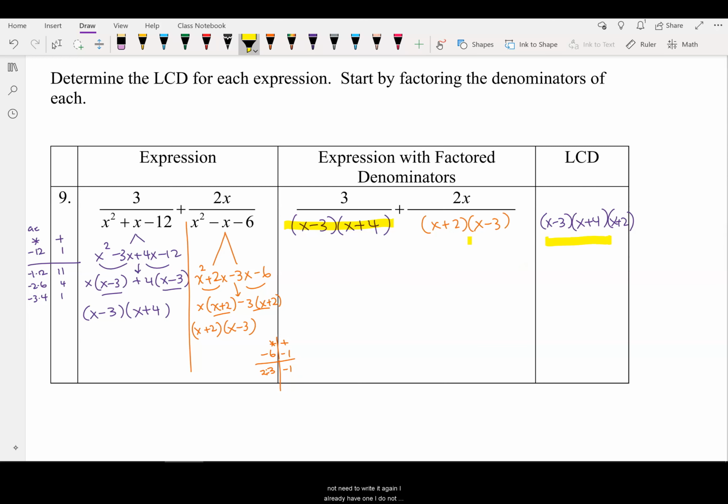x plus 2. Do I have an x minus 3 over here already? Yes, so I do not need to write it again. I already have one, I do not need to repeat it. My least common denominator for these rational expressions would be x minus 3 times x plus 4 times x plus 2. So I take only as many copies of a factor that I need in order to be able to recover the original denominators in my problem.